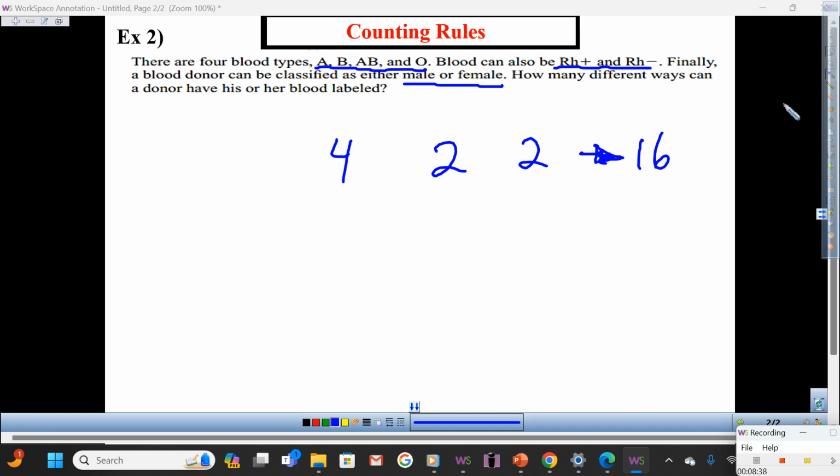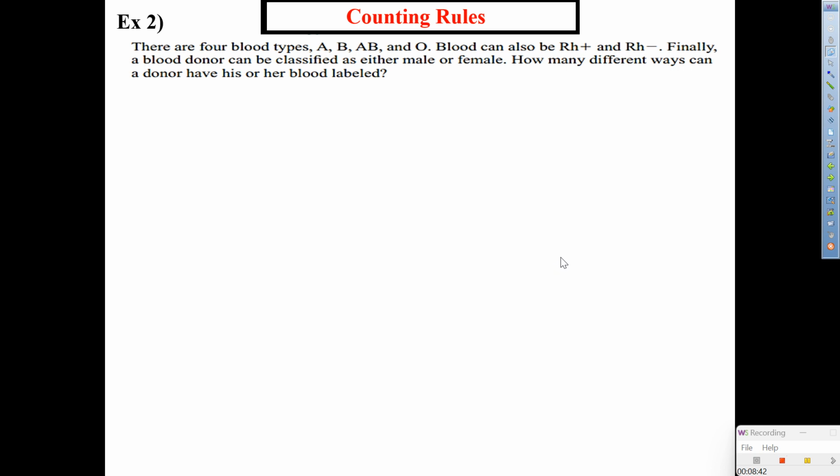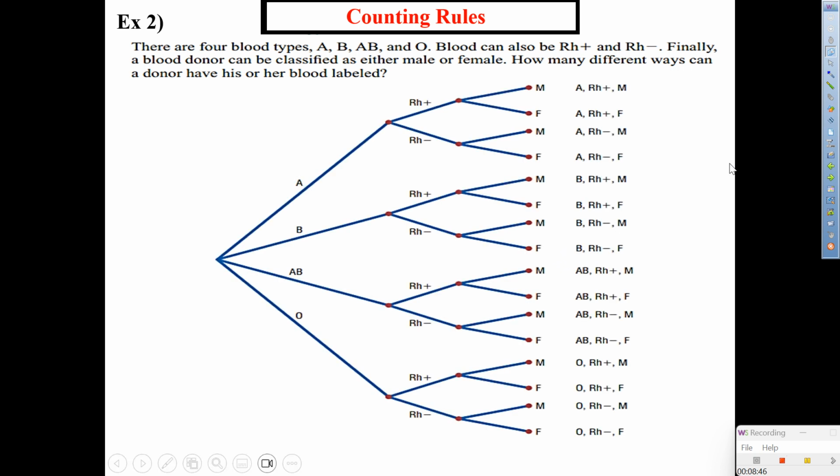All right, as you're finishing copying that, let me show you the tree diagram for that situation. Look up. We got A, B, AB, and O. For A, it can be classified as what? RH plus or RH negative. And of course, for RH positive, it can be male, female. Same thing for RH negative, male and female. So once you start listing all your outcomes, we said it would be a total of what? 16. So if you count all these, it should be a total of 16.